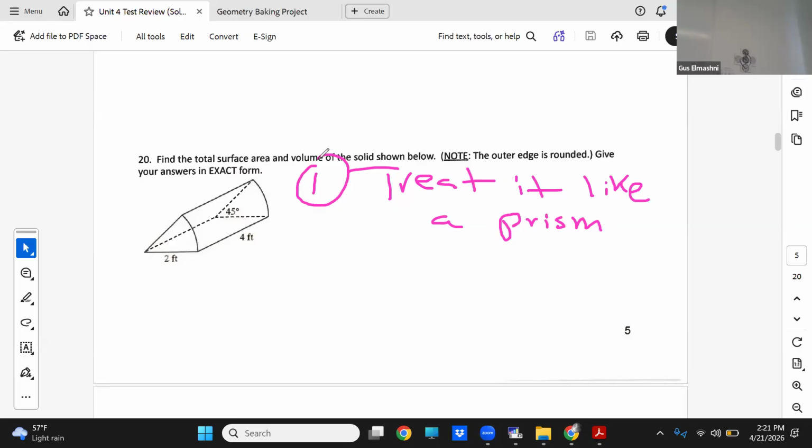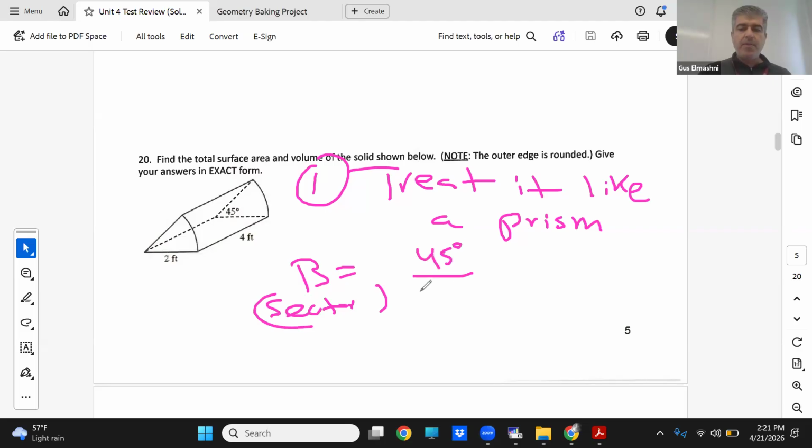Now this portion is 45 degrees. How many degrees is a full circle? So you've got to take a fraction of that. So 45 over 360. So basically my base is going to be a sector, right? How do I find the area of a sector? 45 degrees over 360 degrees times pi r squared. So that's 1/8 times 4 pi.